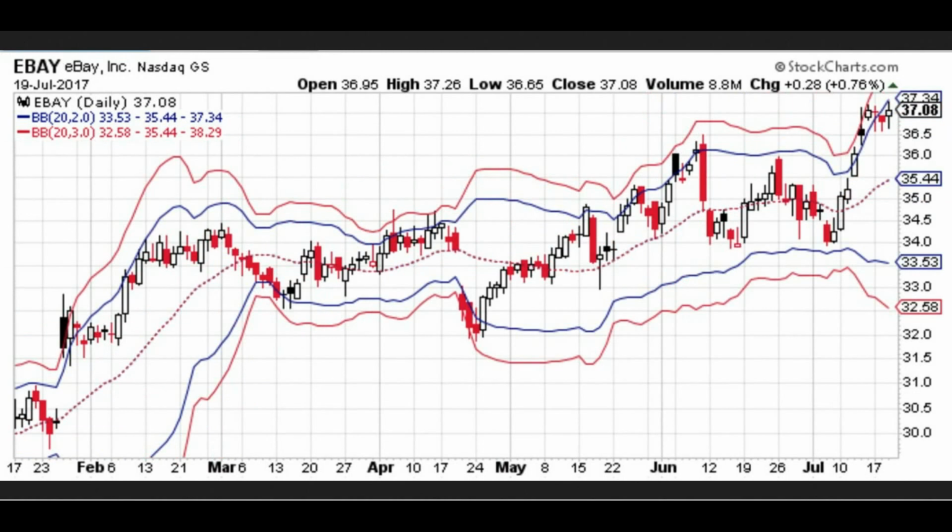One more example, this is eBay. Again, you could have bought at the lower 2 standard deviation band, it went down a little bit, hopefully you wouldn't get shaken out. If you decided to sell at the upper 2 standard deviation band, you would have made a profit from here to here. You would have sold here, not bad. Or you could have let it run. You could have decided, I'm not going to sell until it reaches the 3 standard deviation Bollinger Band, and then it would have run all the way up here.